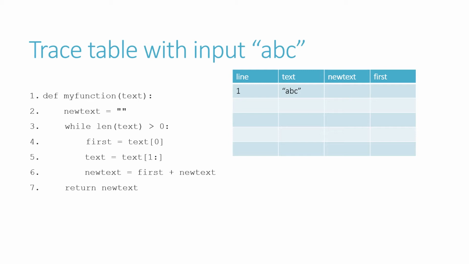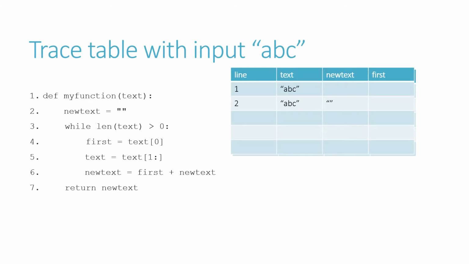At line 2, obviously text still has the same value, and a value is assigned to the local variable new text. It's given an empty string as its initial value. At line 3, none of the variables change value, so I'm not going to include it in my trace table, but notice that length of text is greater than 0, and therefore we do continue with the loop and we go on to line 4.